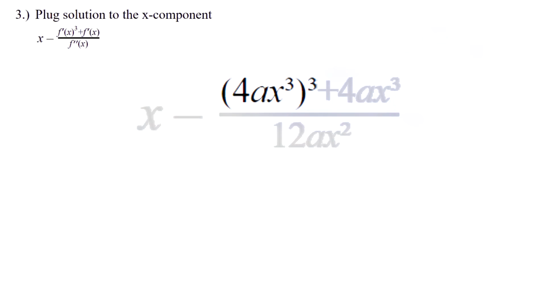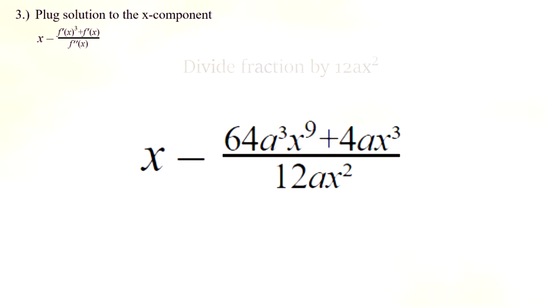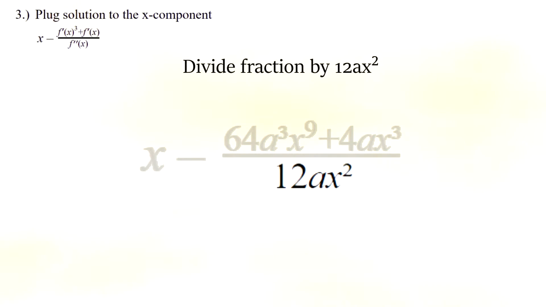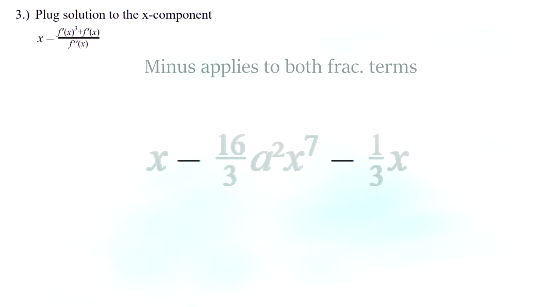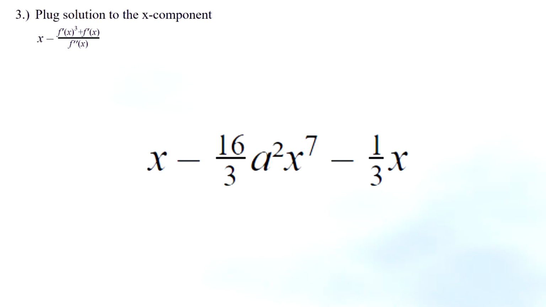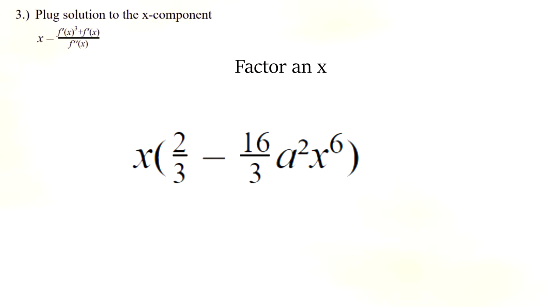Doing the cubed parenthesis, it becomes 64a cubed x to the ninth. Next, we divide both fraction terms by 12ax squared, where they become negative 16 thirds a squared x seventh minus 1 over 3x. The minus on the fraction applies to both terms. After that, we need an x sixth, so we factor an x out of both terms, where we have x times 2 thirds minus 16 thirds a squared x sixth.